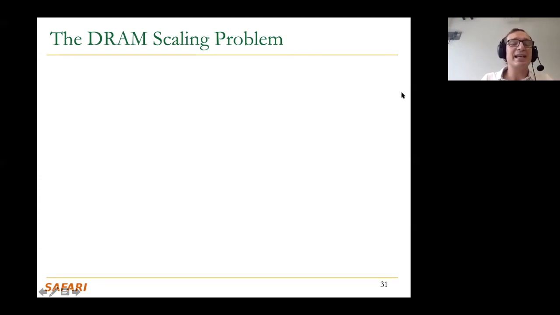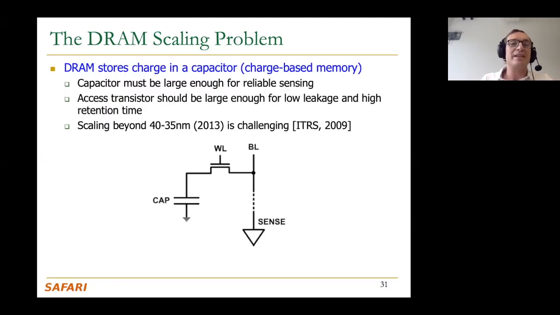This scaling problem is not limited to DRAM. As I said, logic suffers from it, and it's going to suffer even more. But other memories also suffer from it. Flash memory, for example, suffers from it. SRAM suffers from it. Any memory will suffer from it. But let's take a look at DRAM because we're really bottlenecked by DRAM today. As I mentioned earlier, DRAM stores charge in a capacitor. It's charge-based memory.